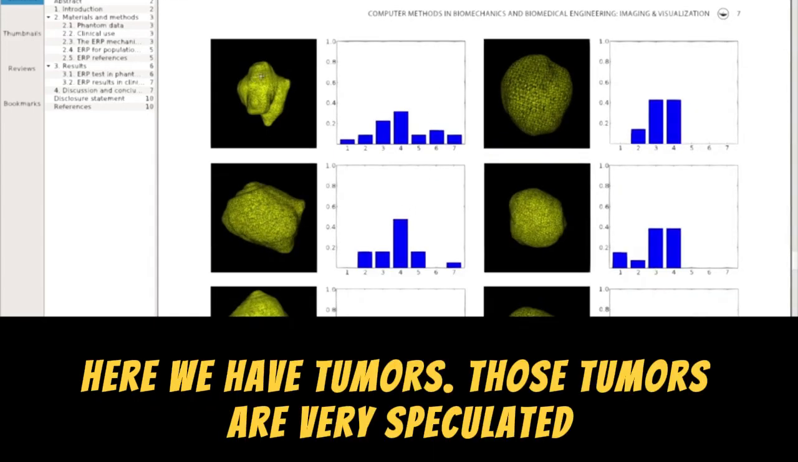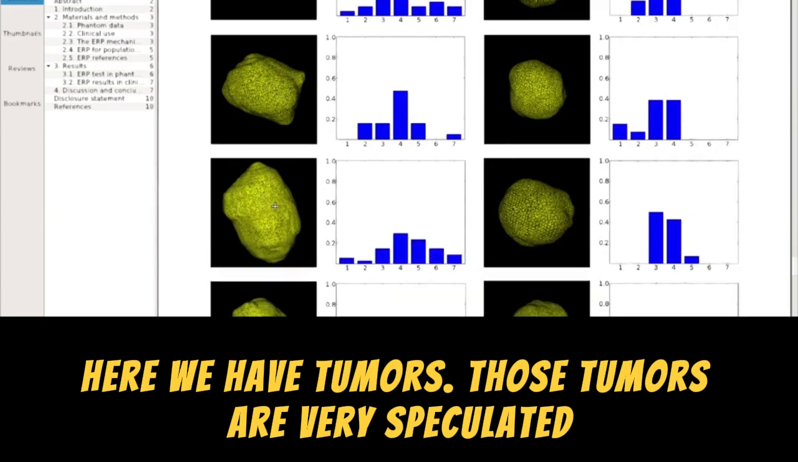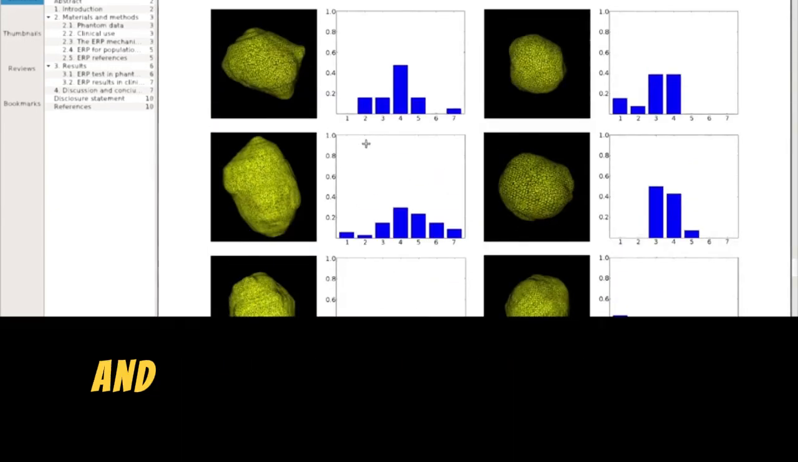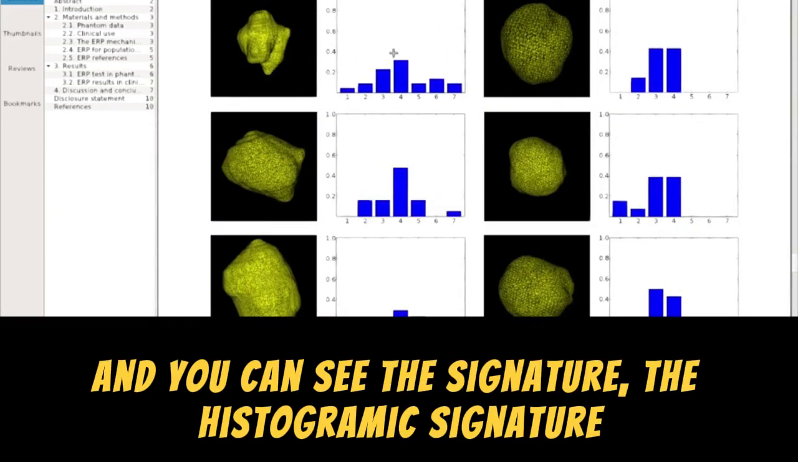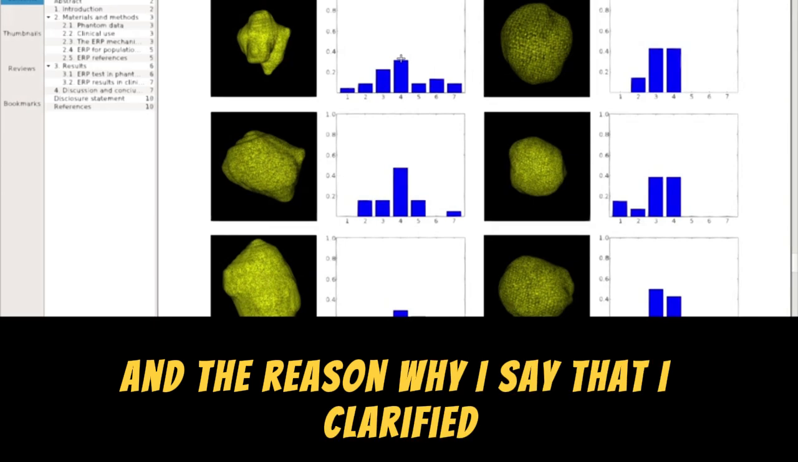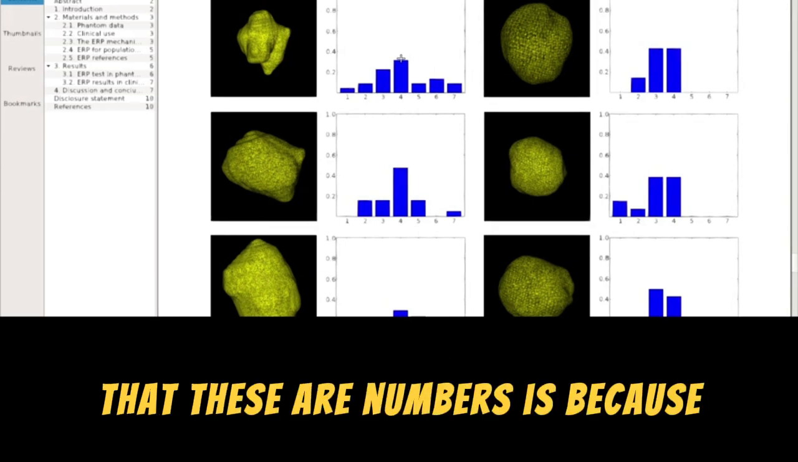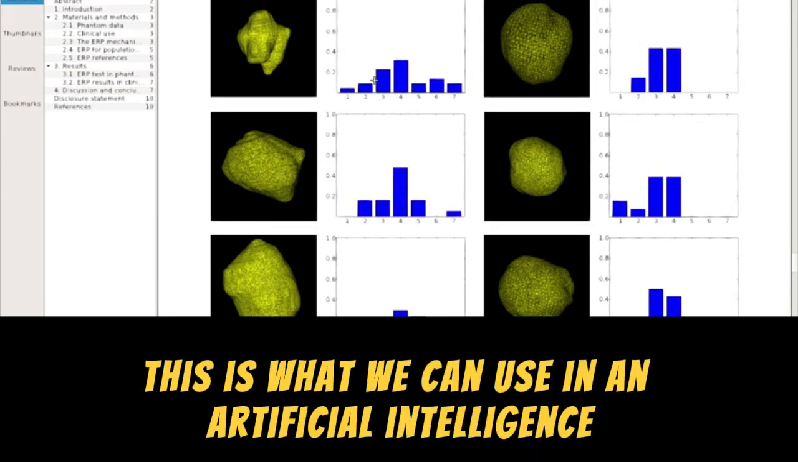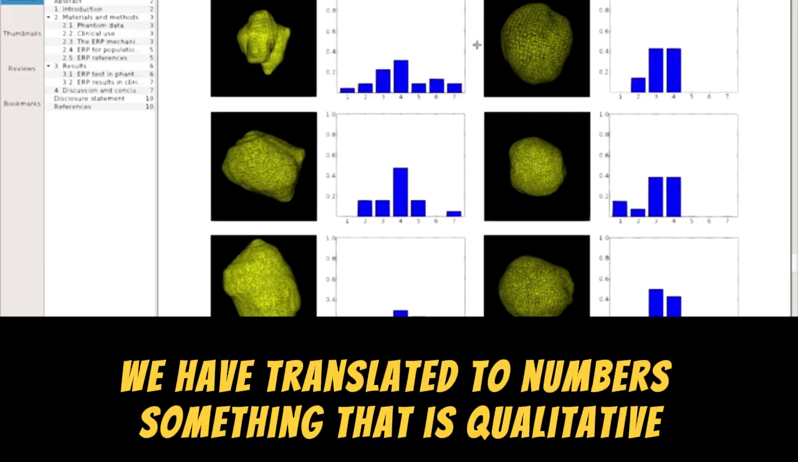Here we have tumors. Those tumors are very spiculated, and you can see the signature, the histogram signature. And remember, these here are numbers, see? The reason I clarify that these are numbers is because this is what we can use in an artificial intelligence. We have translated to numbers something that is qualitative.